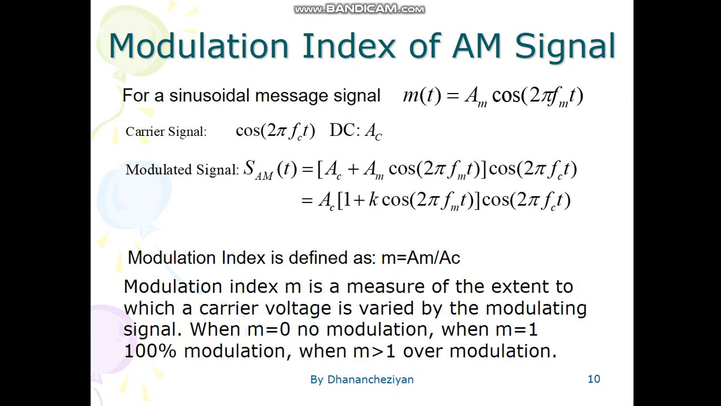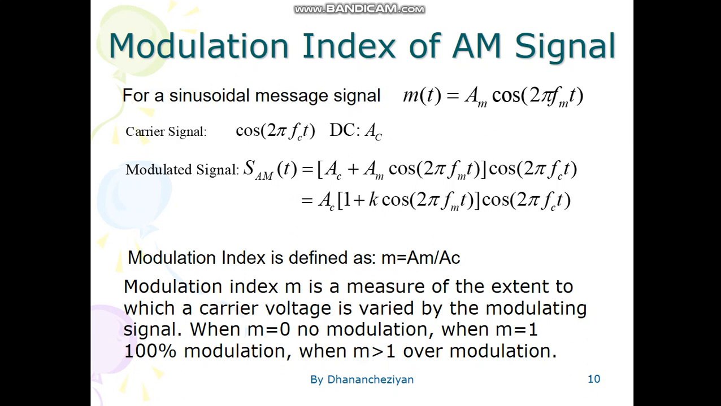The modulation index m is a measure of the extent to which the carrier voltage can be varied. So I have Am and I have Ac, and this fraction tells us to what extent I can vary my carrier amplitude, or my message amplitude. When m is equal to 0, it means there is no modulation. It is obvious, right? If m is equal to 0, that means I don't have a message amplitude, or I don't have a carrier. If you put Ac as 0, there is no modulation going to happen, and obviously your modulation index will become 0.